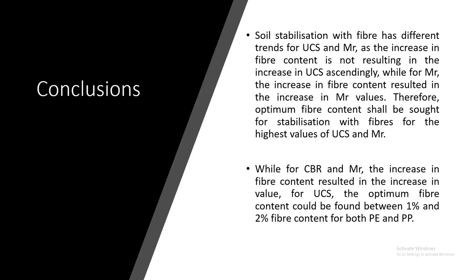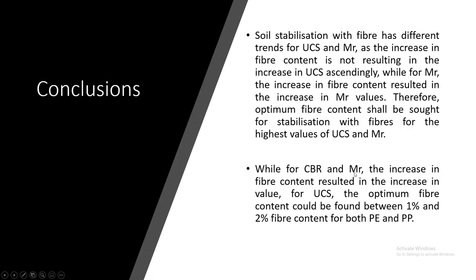During the analysis, we have seen that soil stabilization with the fiber has different trends for the unconfined compressive strength and the resonant modulus. We could see that increasing the fiber content does not always result in an increase in the unconfined compressive strength, while for the resonant modulus, increasing the fiber content can result in an increase in resonant modulus. Therefore, it's important to find out the optimum fiber content that we need to use for the stabilization for the highest values of the unconfined compressive strength and resonant modulus.